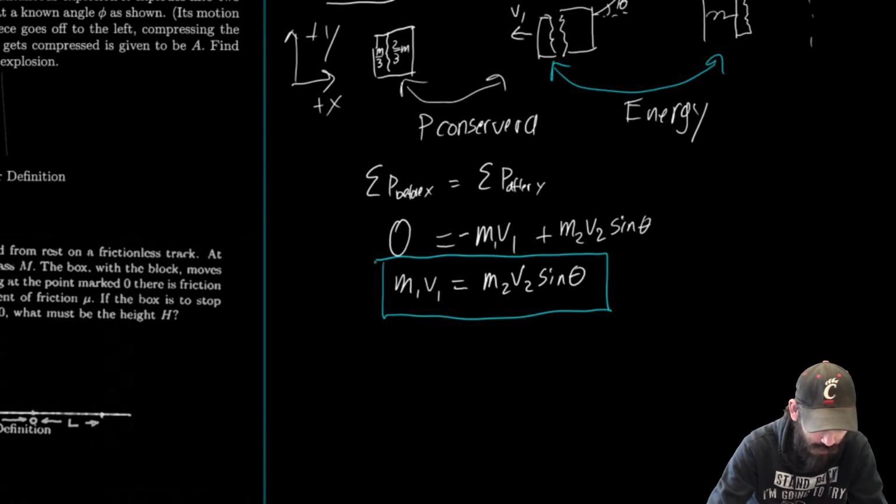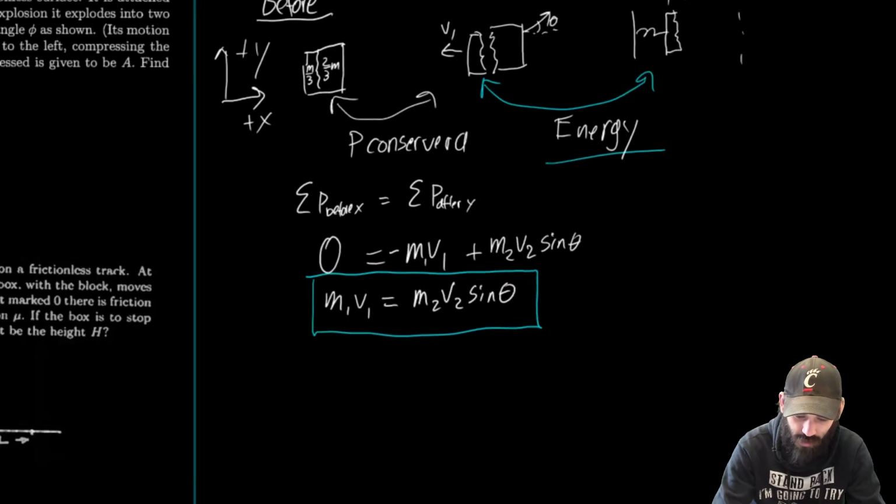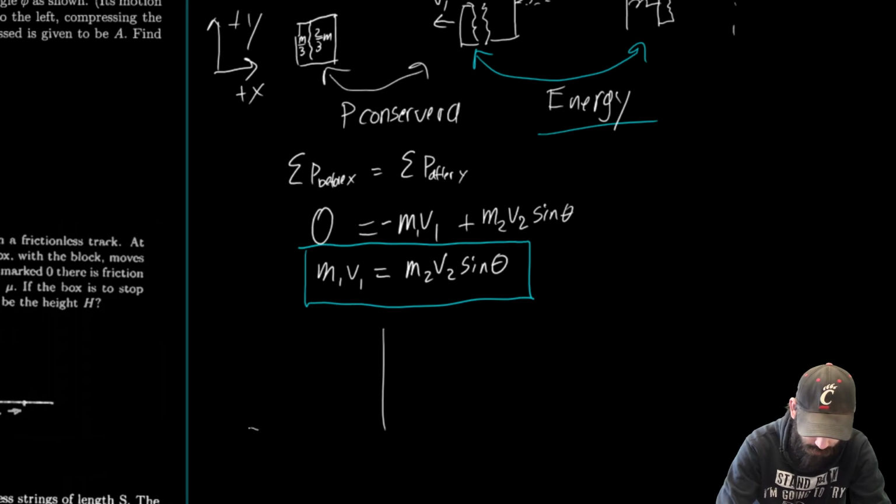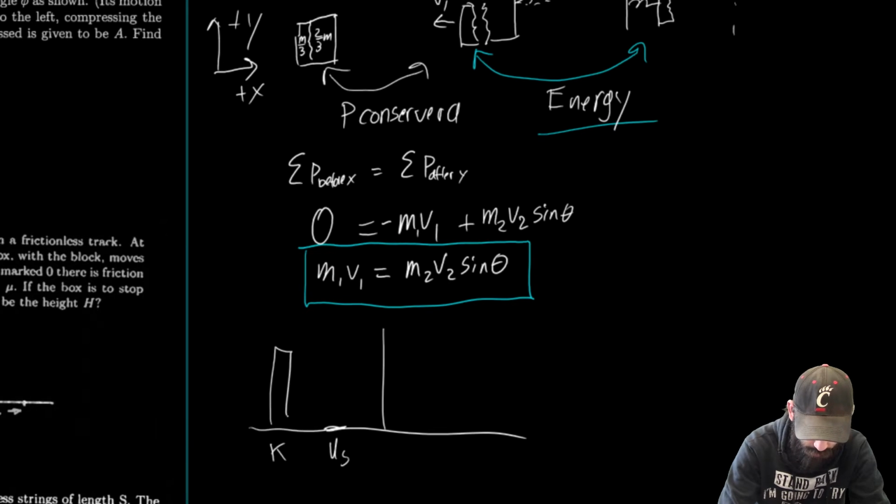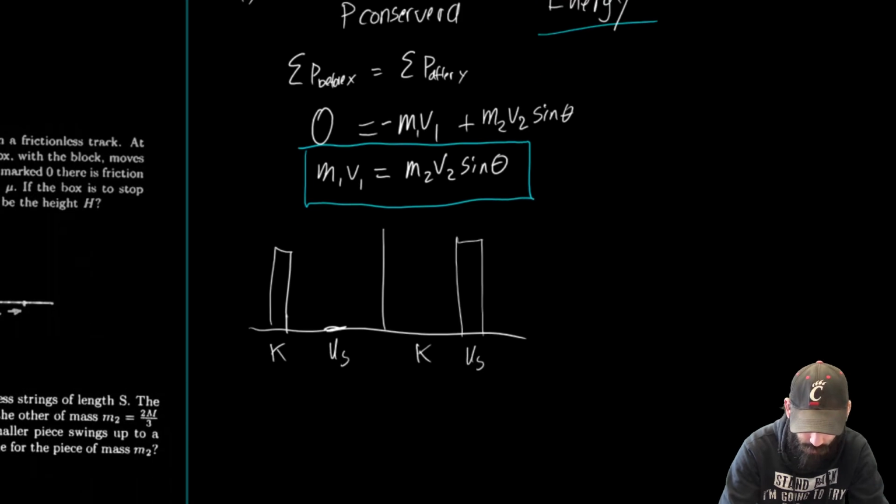The next equation comes from our energy conservation. From our energy conservation, we can draw bar charts if we want. We can say that we have all kinetic energy, so this is all kinetic energy and no spring potential energy. And then this goes to no kinetic energy and all spring potential energy.